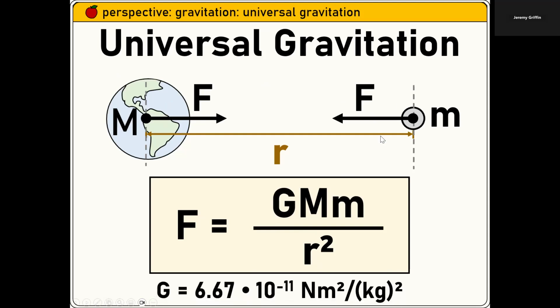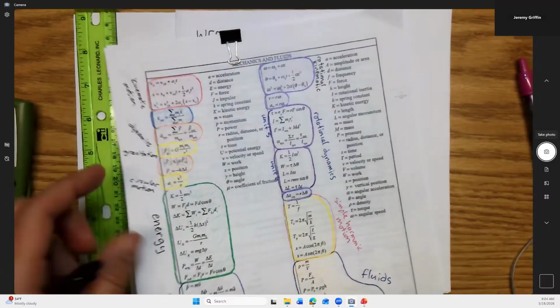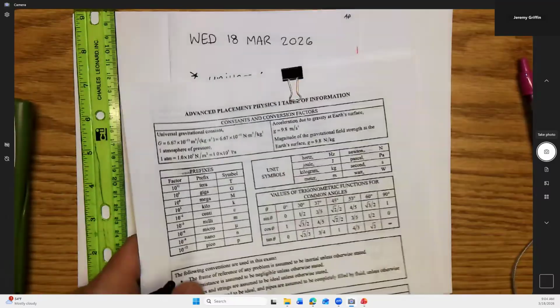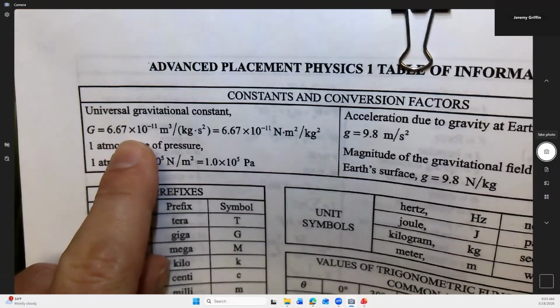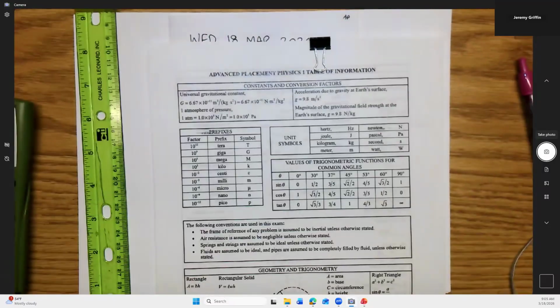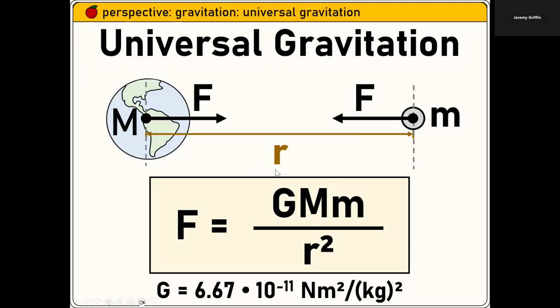And then there's your universal gravity constant, which is actually also listed on the AP page, but on the other side. Here, I'll point it out to you guys real fast. Normally we're looking on this side, but if you flip the page over, they give you some values, including this one right here. So if you need that, it's there for you. All right, you guys good with that?